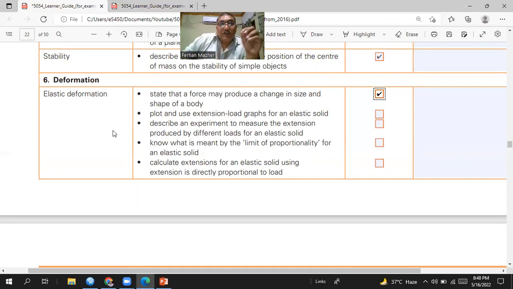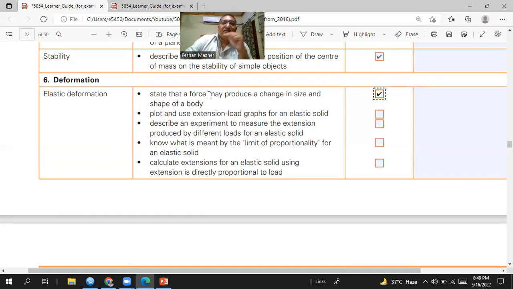And when you have applied the force, whatever the new length of the body will be after applying the load or the force, that is known as stretched length. That is represented with the small l. And the difference, l minus L naught, is extension. We call that extension. Okay, so in this chapter extension is very important.